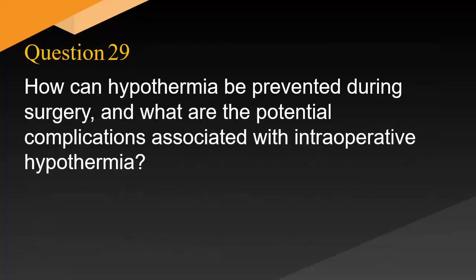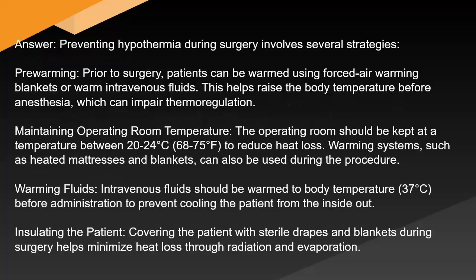How can hypothermia be prevented during surgery, and what are the potential complications associated with intraoperative hypothermia? Answer: preventing hypothermia during surgery involves several strategies. Prewarming. Prior to surgery, patients can be warmed using forced air warming blankets or warm intravenous fluids. This helps raise the body temperature before anesthesia, which can impair thermoregulation.